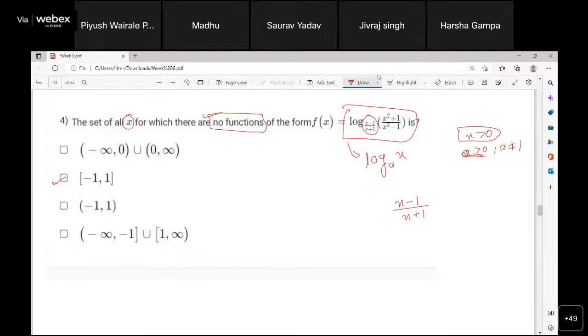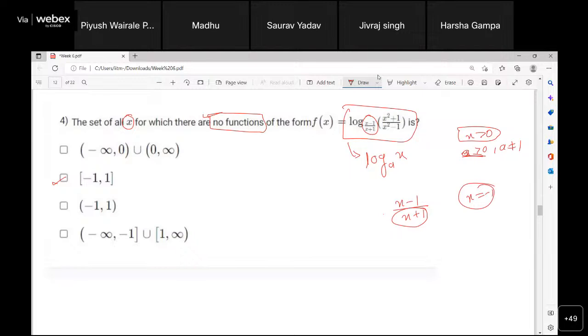So from the options, if I put x equals -1, then what I will get is -2, 0, right? So that is infinity. That is not valid. So what is the domain of this particular function? When x equals -1, this function is not valid, right?